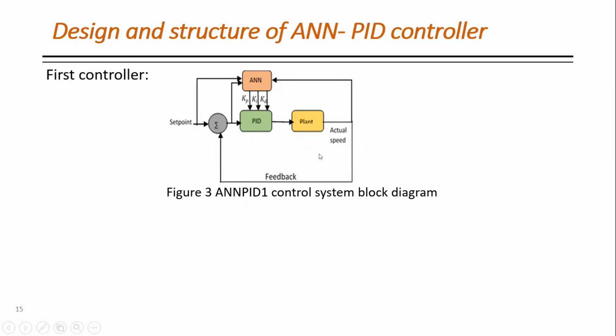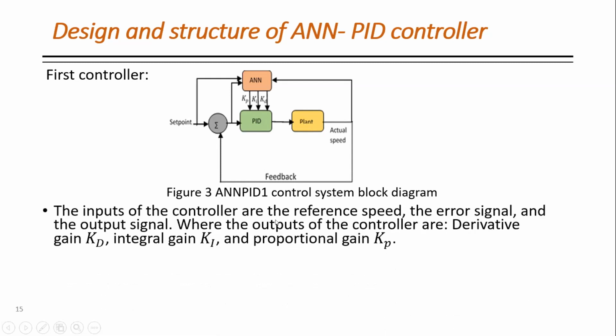The model of ANN PID1 controller with BMDC motor is shown in this figure. The inputs of the controller are the reference speed, the error signal, and the output signal, where the outputs of the controller are derivative gain KD, integral gain KI, and proportional gain KP.